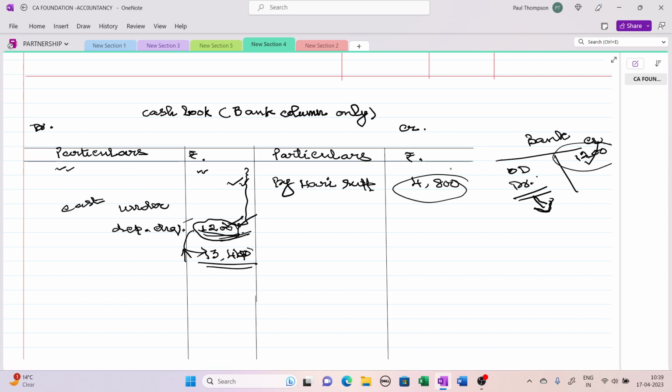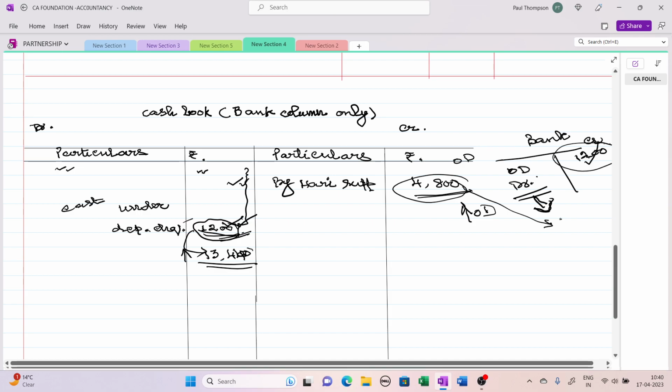Already there is an overdraft and I made a further payment of 4,800. It means in my books I have increased the overdraft. Overdraft is increased. But what happened? When it has gone to the bank, it should have got debited here. But the bank has missed it. It has gone to some other fellow's account. There it has got debited. In my account, it has not got debited.